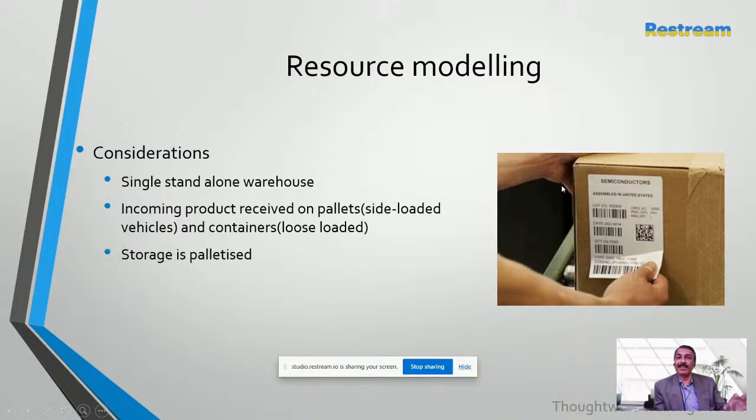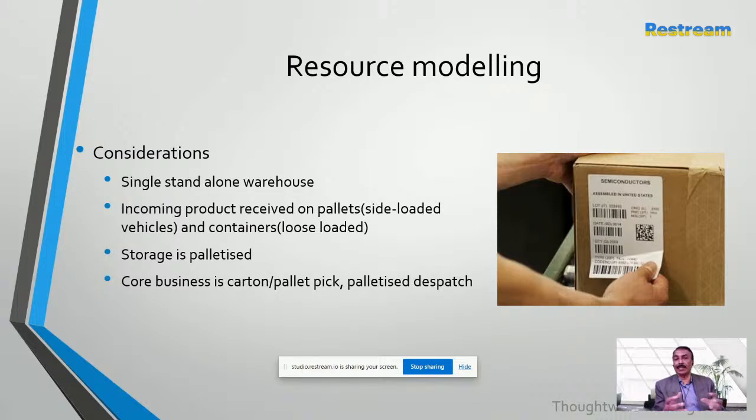If you are receiving this item from the vendor as a loose item, you need to start with palletizing inside your warehouse. Okay. If your core business is in carton or pallet pick, then the palletized dispatch could be a possibility. Many of the distribution centers receive the item either in a carton or a pallet and also receive orders from the customer in the same unit of measure and it is dispatched as it is.